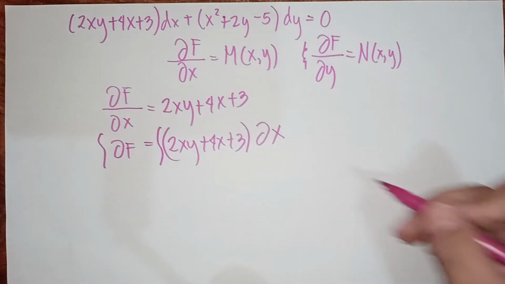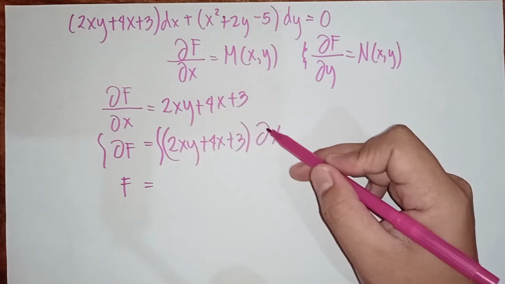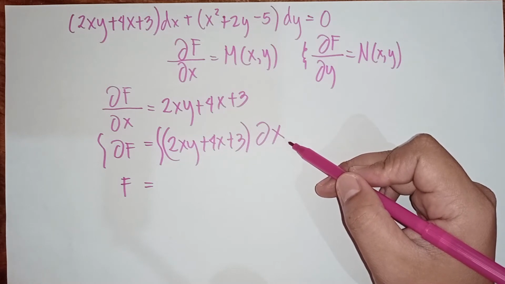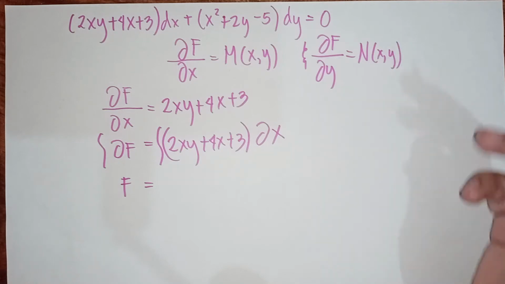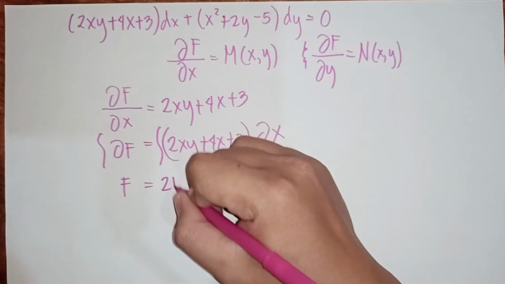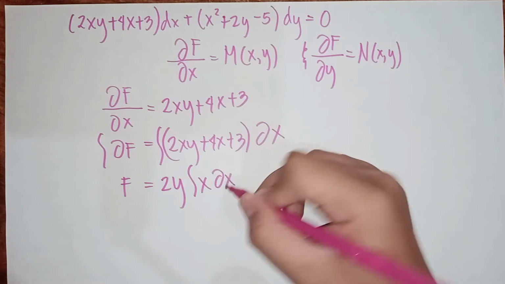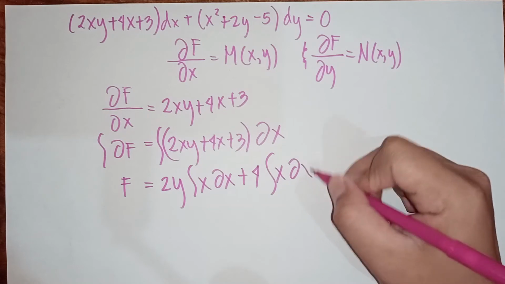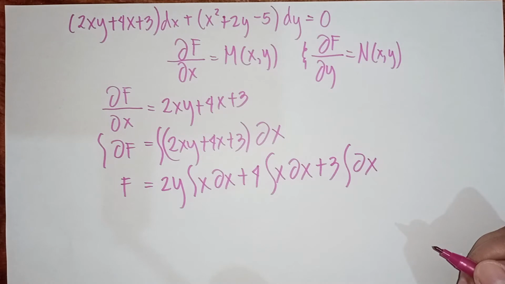Since we are looking for the value of f, we are going to integrate both sides of the equation. So, this is now equal to f equals, since this is the integral of the partial derivative of x, we are going to treat the variable y as a constant. Okay? So, let's take out the constants. So, this is 2y integral of x partial derivative of x plus 4 integral of x partial derivative of x plus 3 integral of the partial derivative of x.